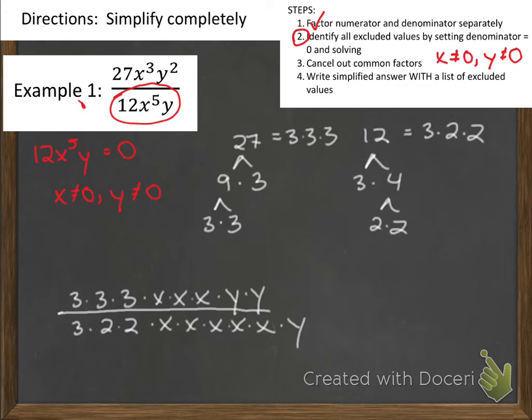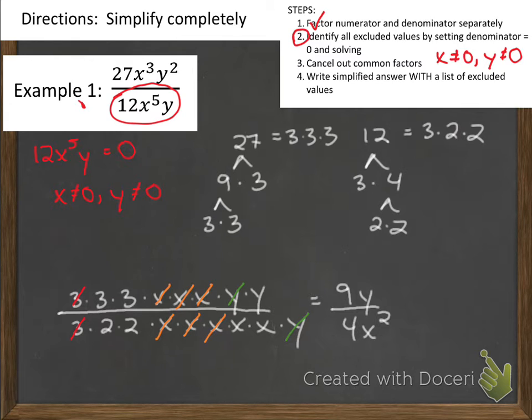Now let's go back to the original problem and start canceling things out. If we look at the numbers, we can see that there's a 3 upstairs and downstairs, and those both cancel out. If we look at the x's, we can see that 1, 2, 3 pairs of x's cancel out. And then if we look at the y's, we can see that 1 pair of y's cancels out. So what's left over? Well, 3 times 3 is 9. And then upstairs there is 1 y left over. Downstairs, 2 times 2 is 4. And then there are 2 x's, x times x, which is x squared, left over.